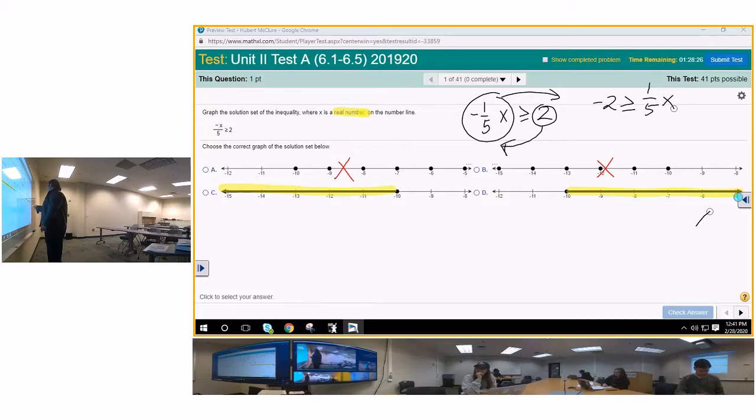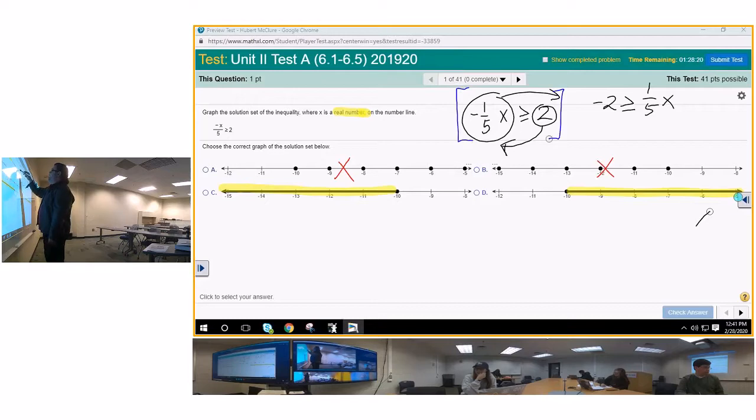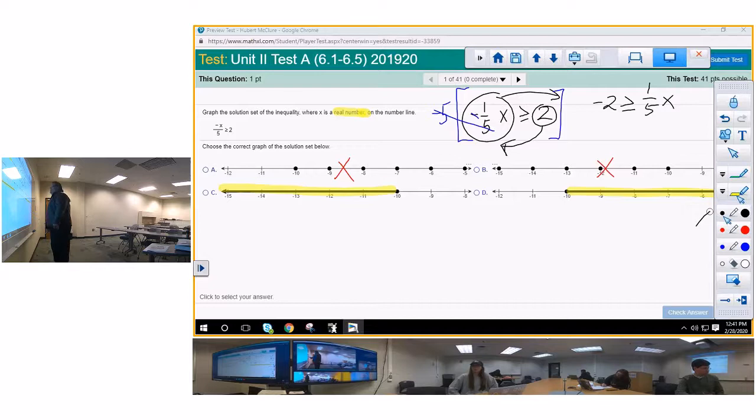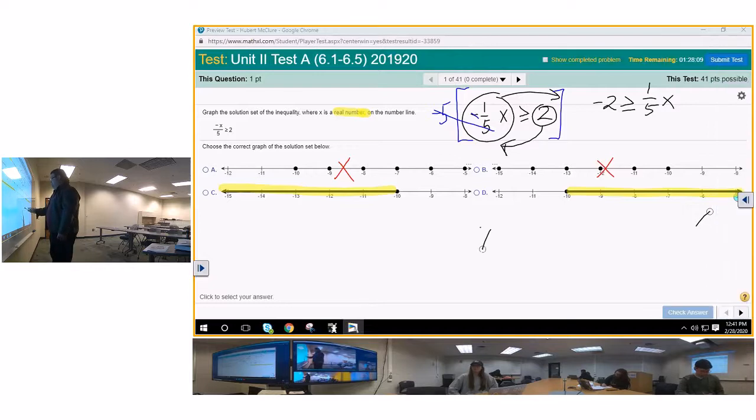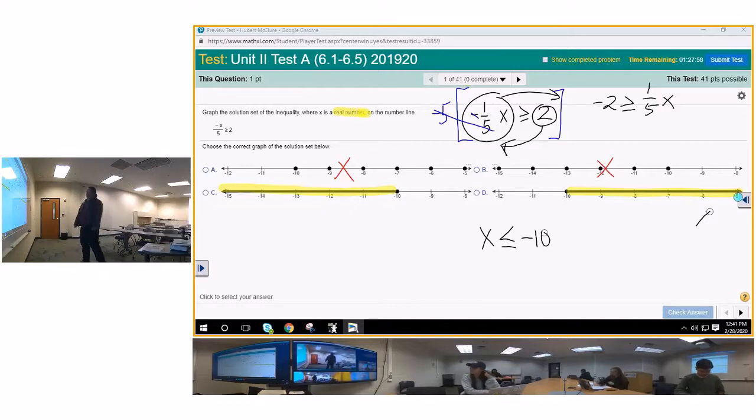I'm going to multiply through by negative 5. If I multiply an inequality by a negative number, what does that do to the inequality? It switches it. And I get x is less than what? Negative 10. Yeah, multiply by both sides, it'd be negative 5 on both sides. All right, let's check, see if I get the same thing.